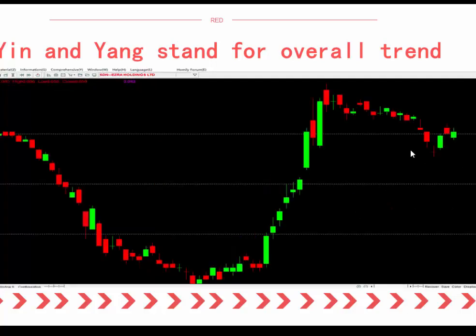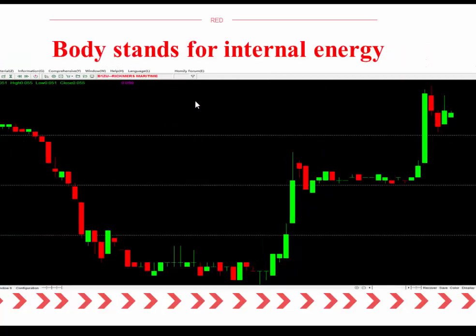Then we can see another one. This is Israel, also sideways. So the body stands for internal energy.